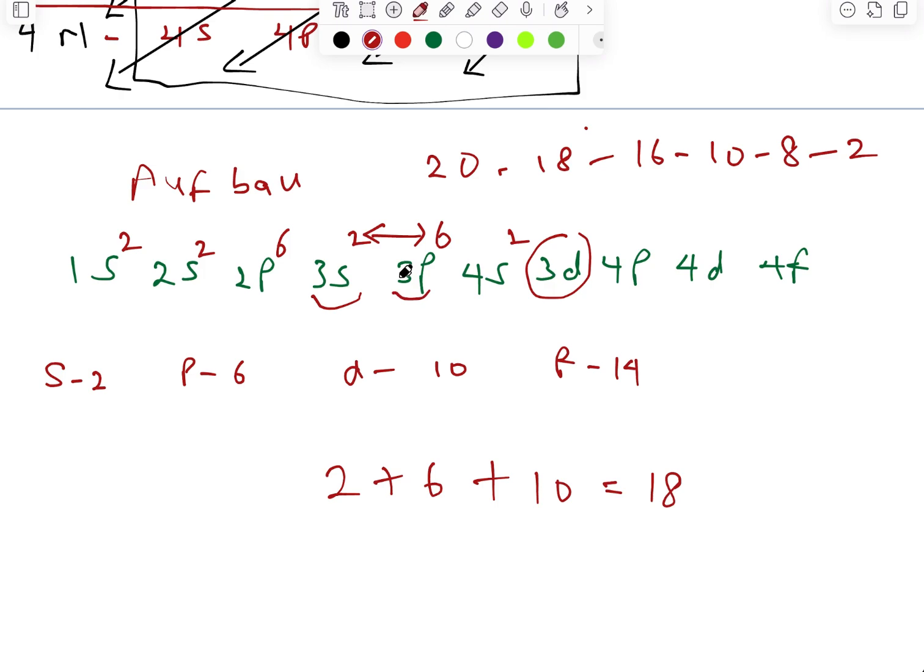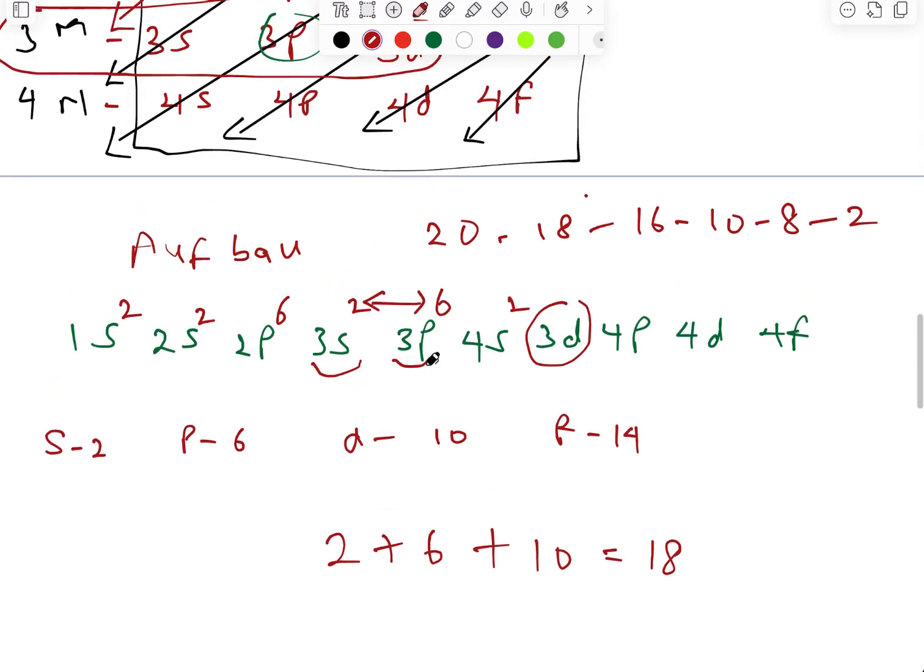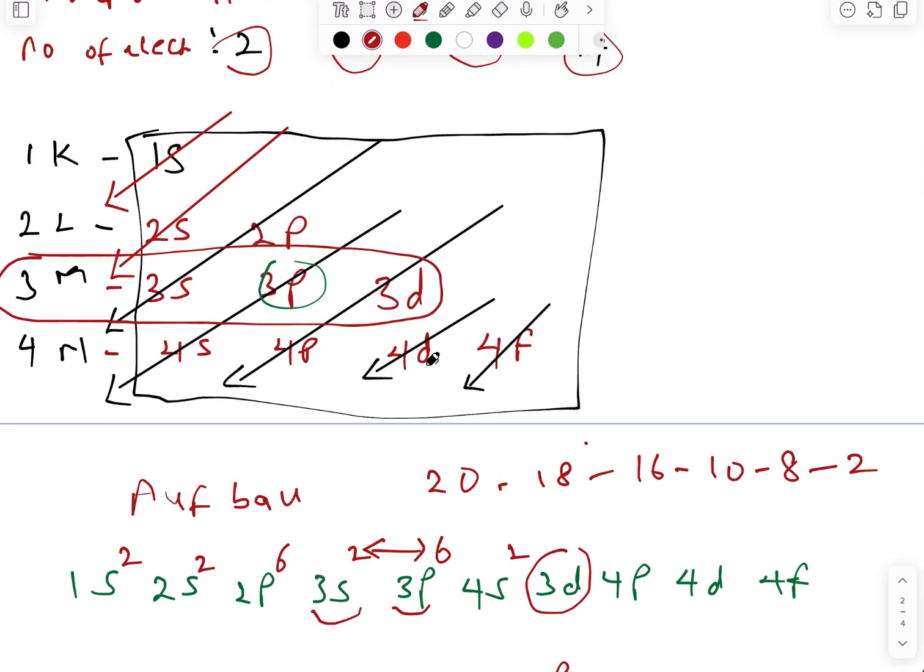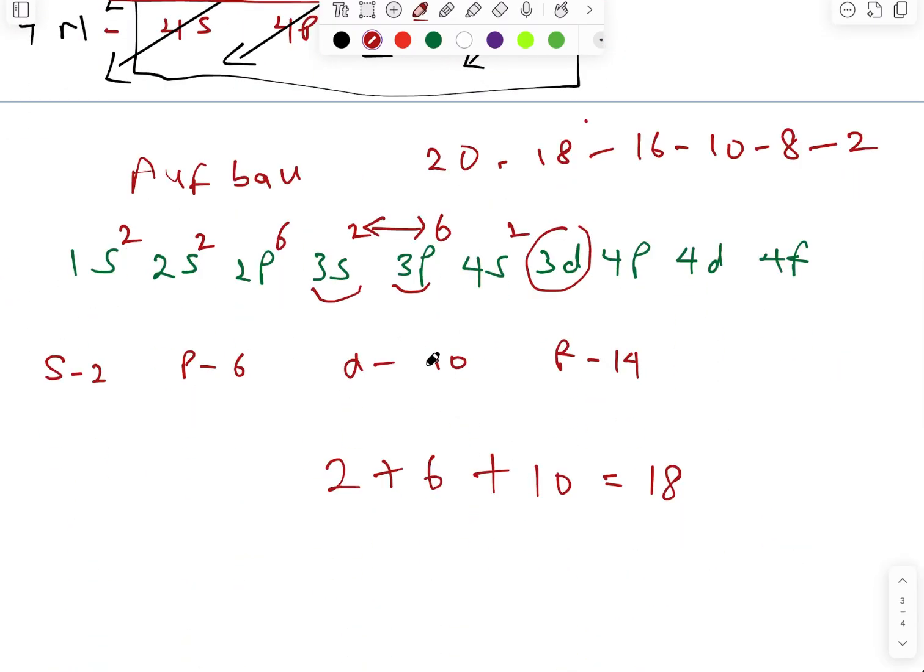So all you have to do is arrange this. Once you master the way these things are written diagonally, then everything becomes very, very easy. You can ask any question that you want in the comments. I'm going to answer and attend to everything. So that's Bohr's principle.